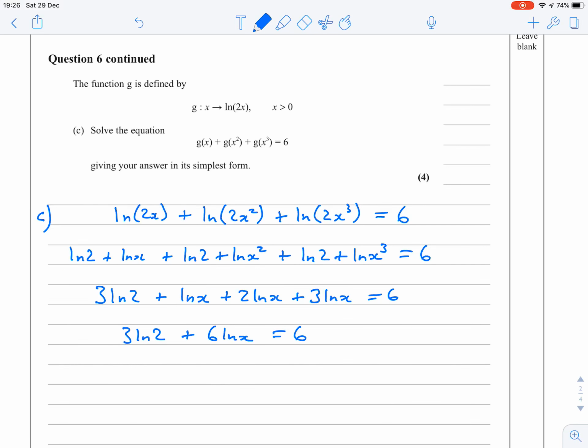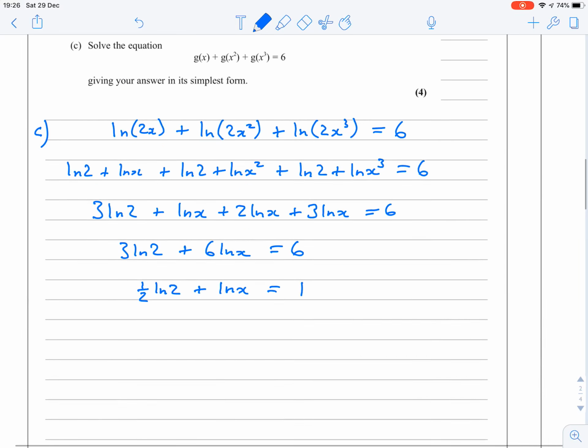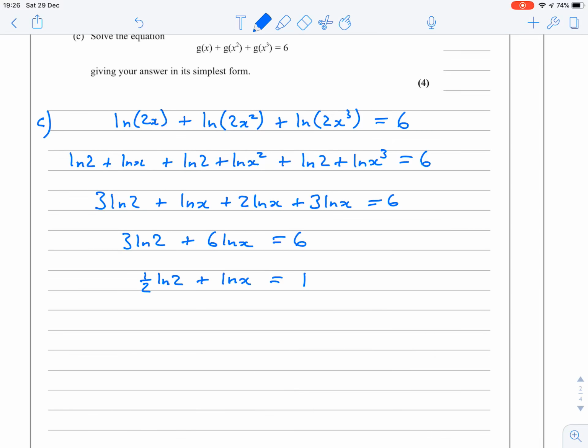Let's divide through by 6 now and get a half log 2 plus log x equals 1. Now at the moment I can't add those two logs together because I've got different amounts of them. So let's take the half inside the log 2, and that gives us the log of 2 to the power a half, which is the log of root 2. So I've got log root 2 plus the log of x is equal to 1.